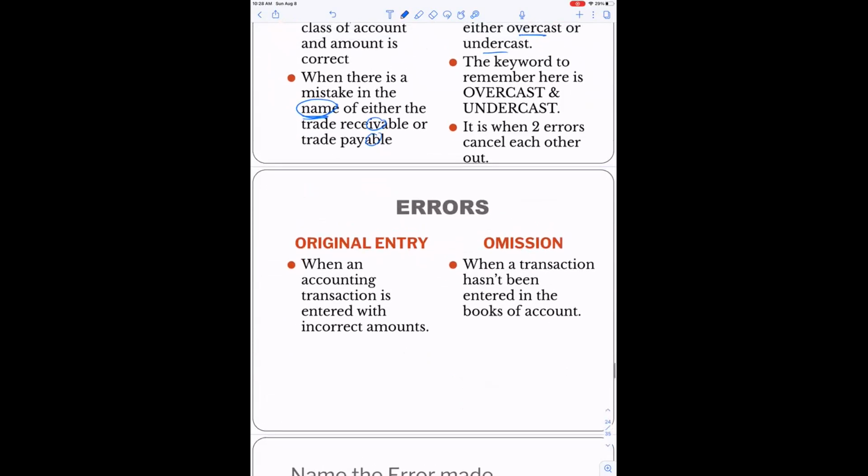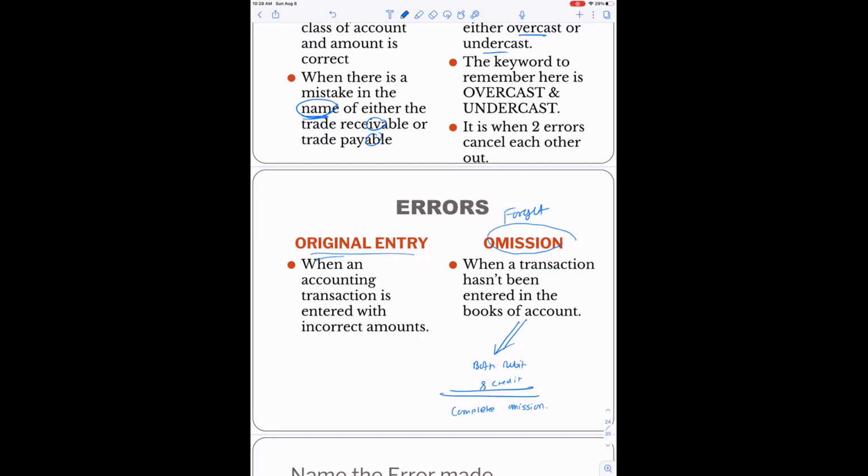Error of original entry, 2 O. One is error of original entry and one is error of omission. Error of omission is when you forget to record a transaction. If you forget to record both the debit and credit, it would be error of complete omission. You completely forget to record a transaction.